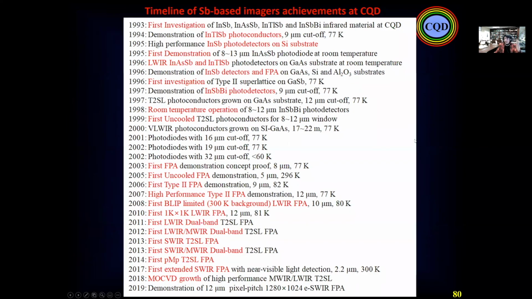At the same time, if I look at the timeline of the antimonide base, you can see the first investigation of the antimonide from the first day that I developed the inauguration of my center at Northwestern. All of that you can see is the first demonstration, and it's continuing at this time. We have a few very important projects that we are working on.